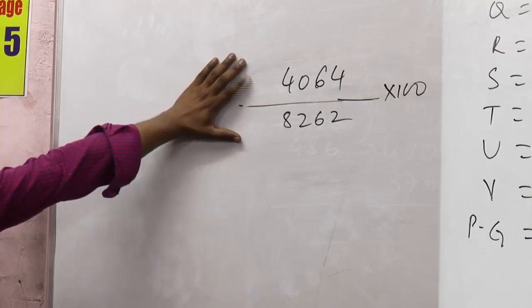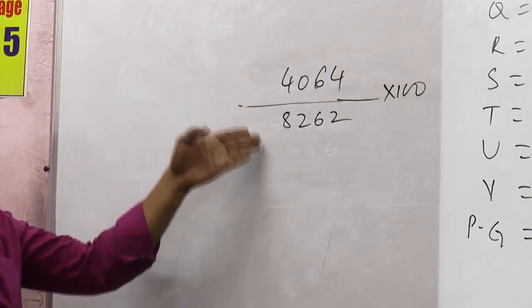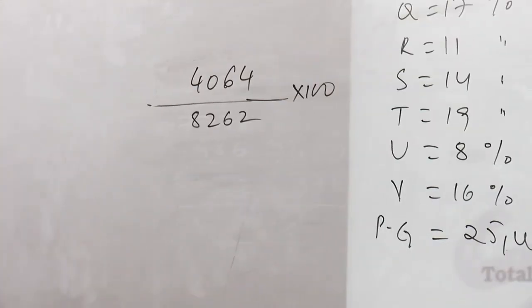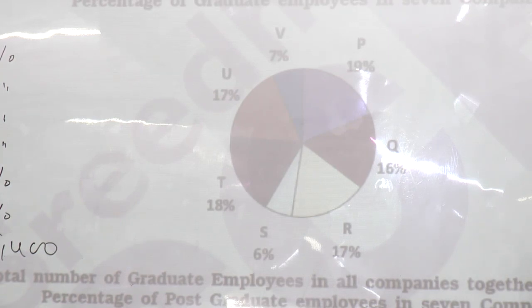Now you need to calculate it. It is what percent? Is it approximate? Yes, 50%, right? Next, 55. What is the respective ratio between, approximately, the number of graduate employees in company U and the number of postgraduate employees in the same company? Graduates to postgraduates in company U.